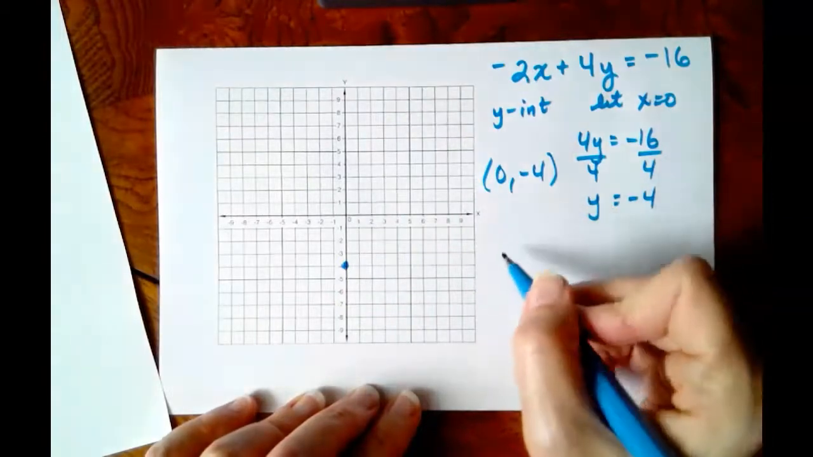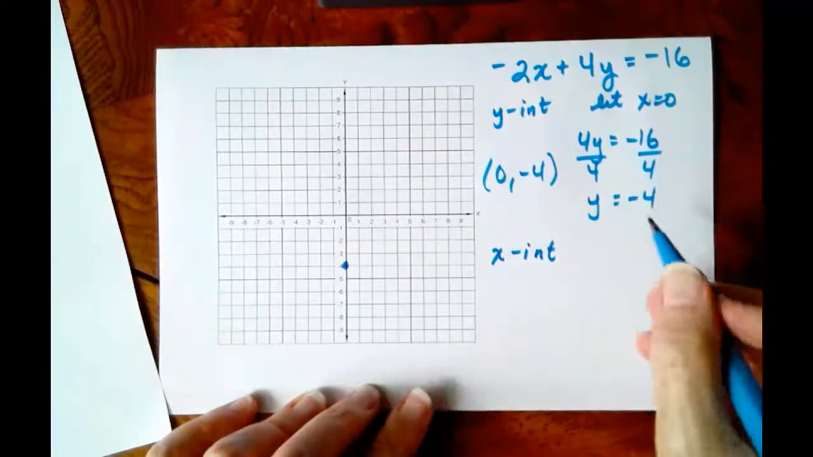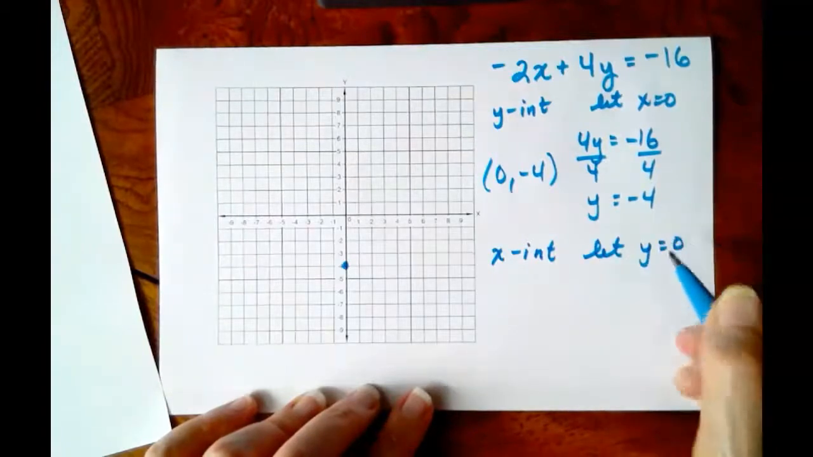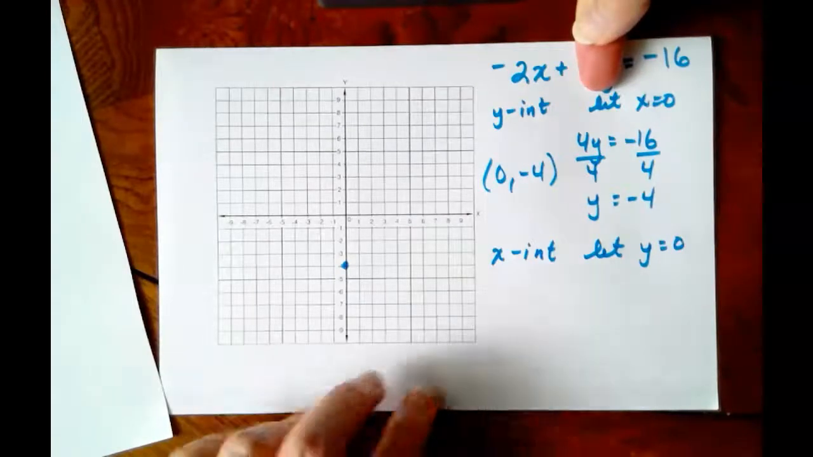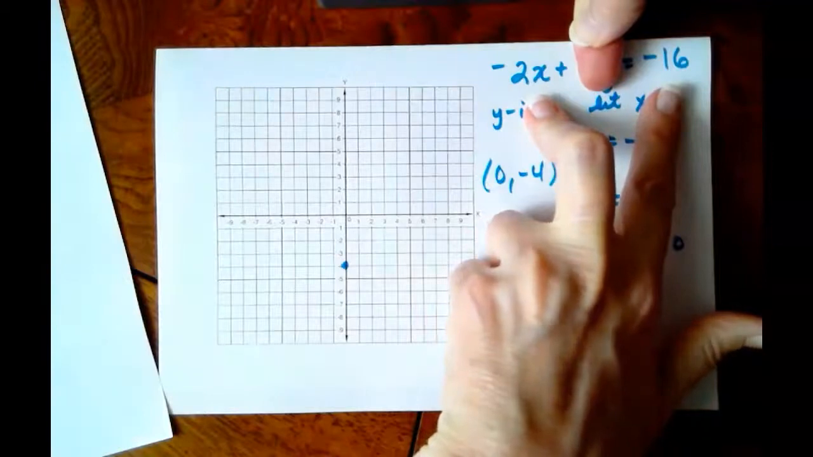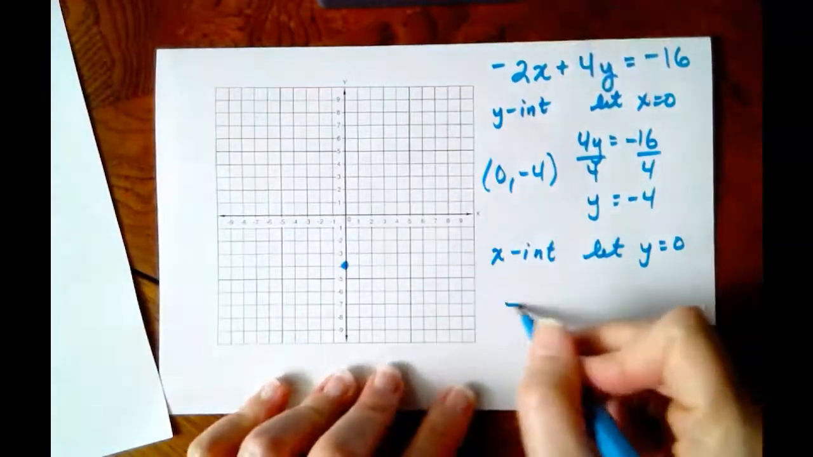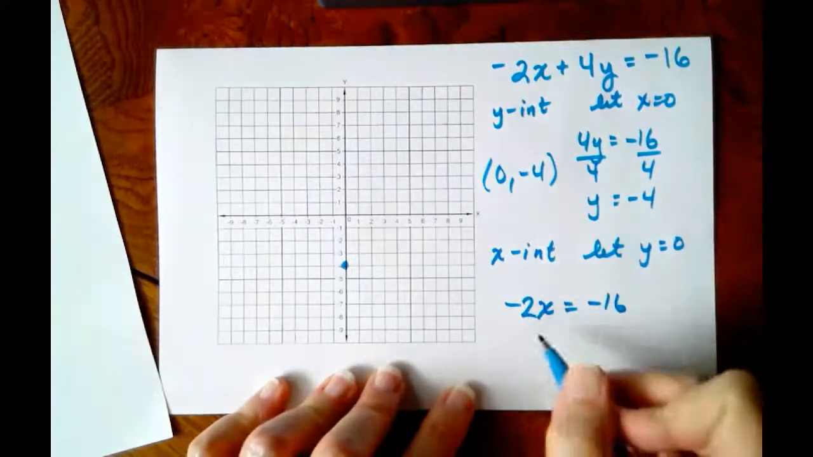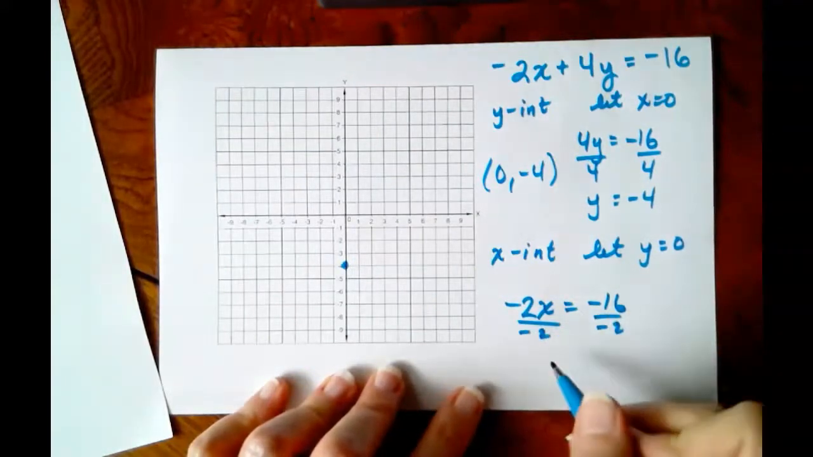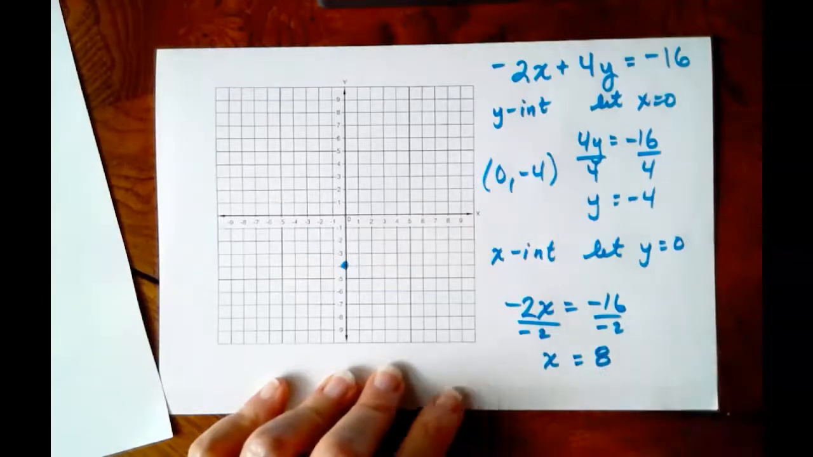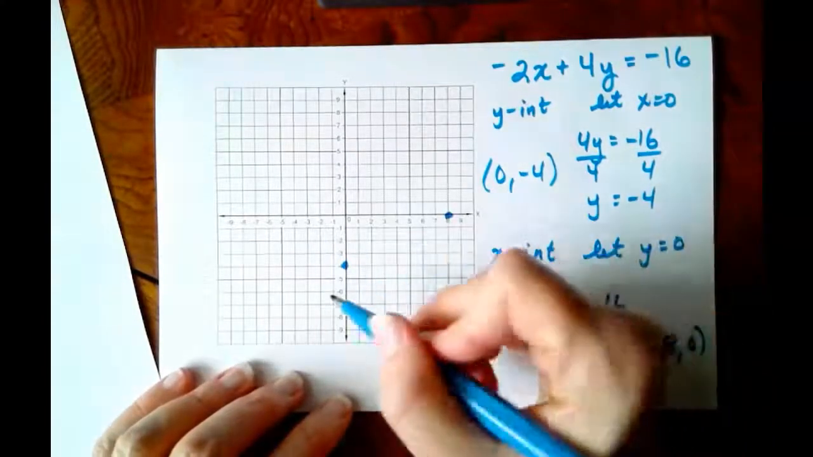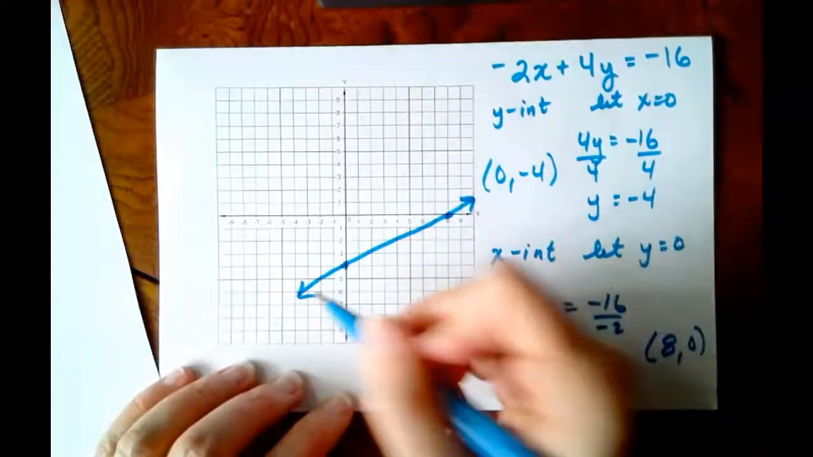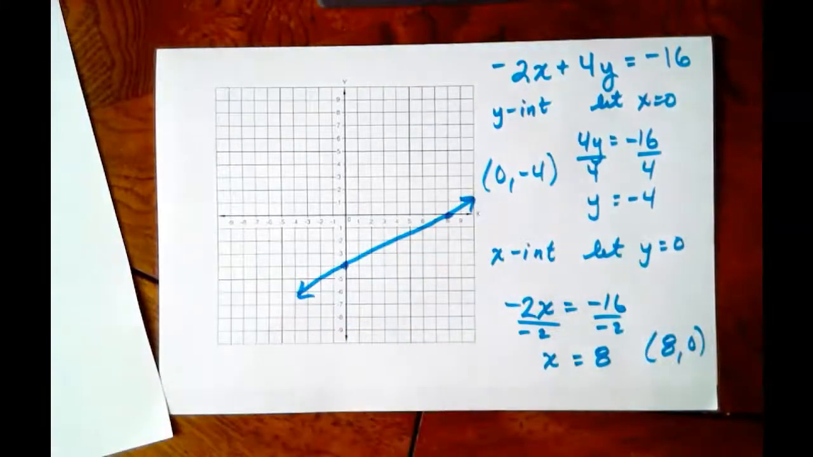Let's do it again. This time we will find the x-intercept. To find the x-intercept, let y equal 0. When we let y equal 0, we cover up that whole term. All that remains is negative 2x equals negative 16. Divide by negative 2, x equals 8. The point is (8, 0). Over 8, up 0, and here is our line. That is solving for the intercepts using the cover-up method.